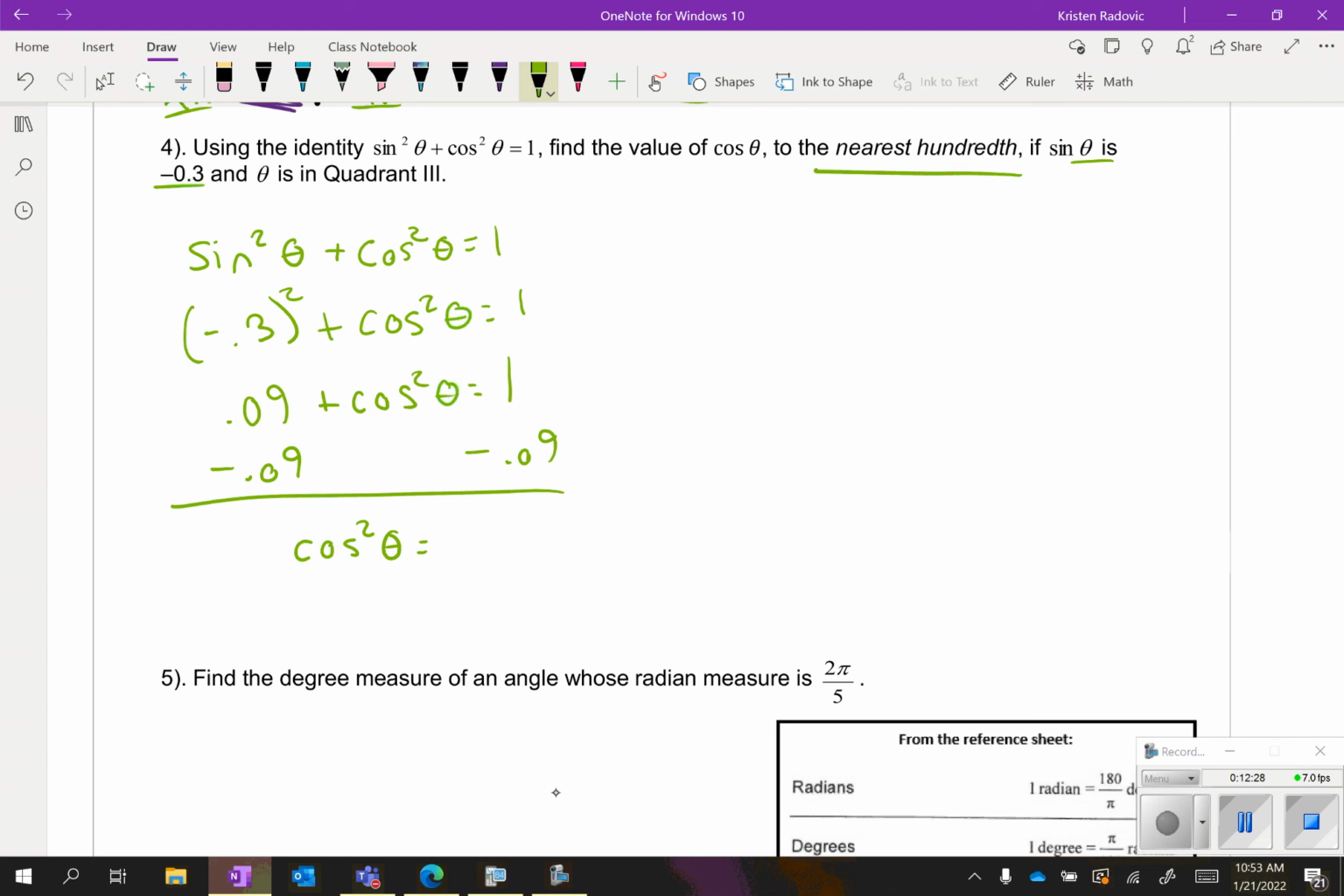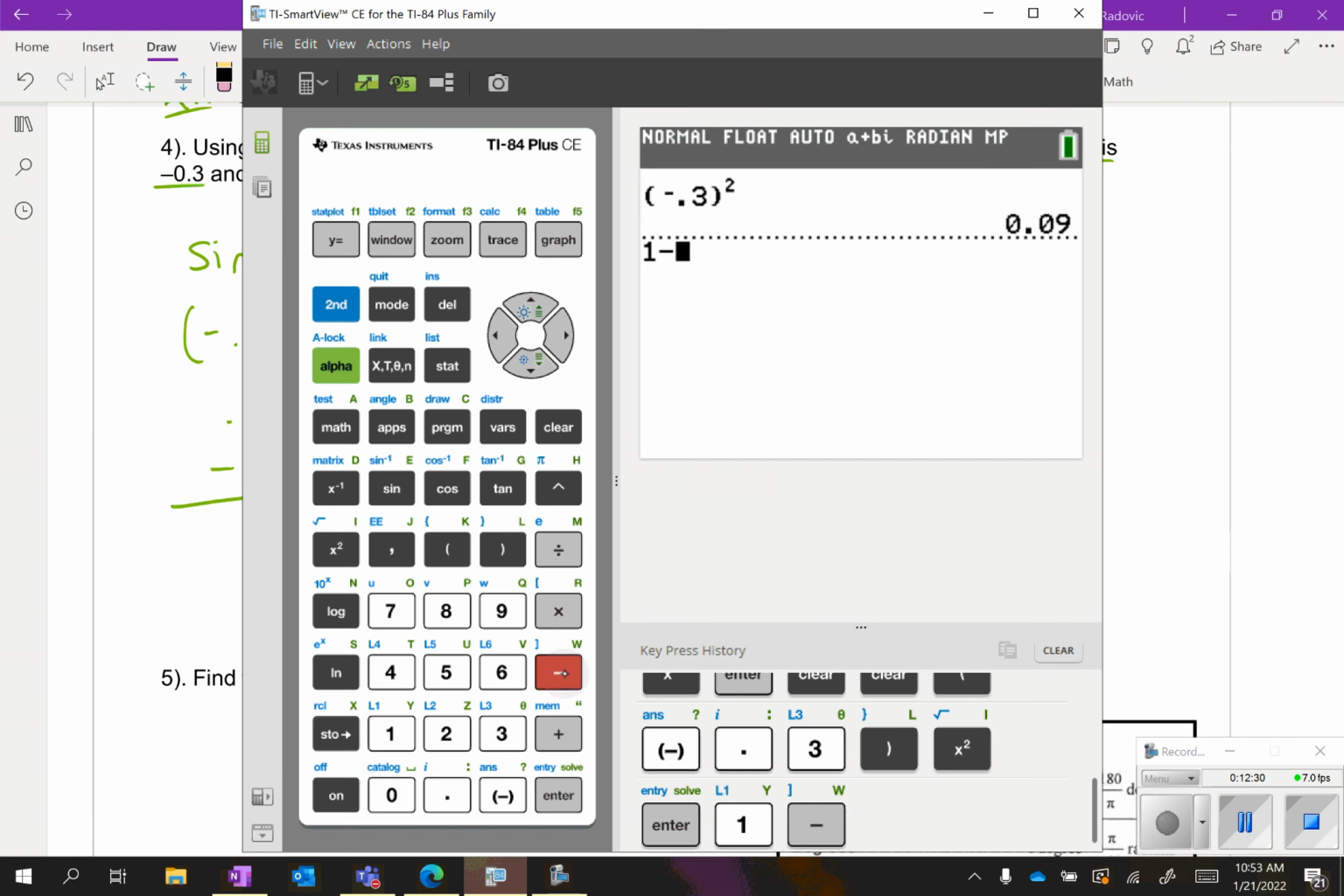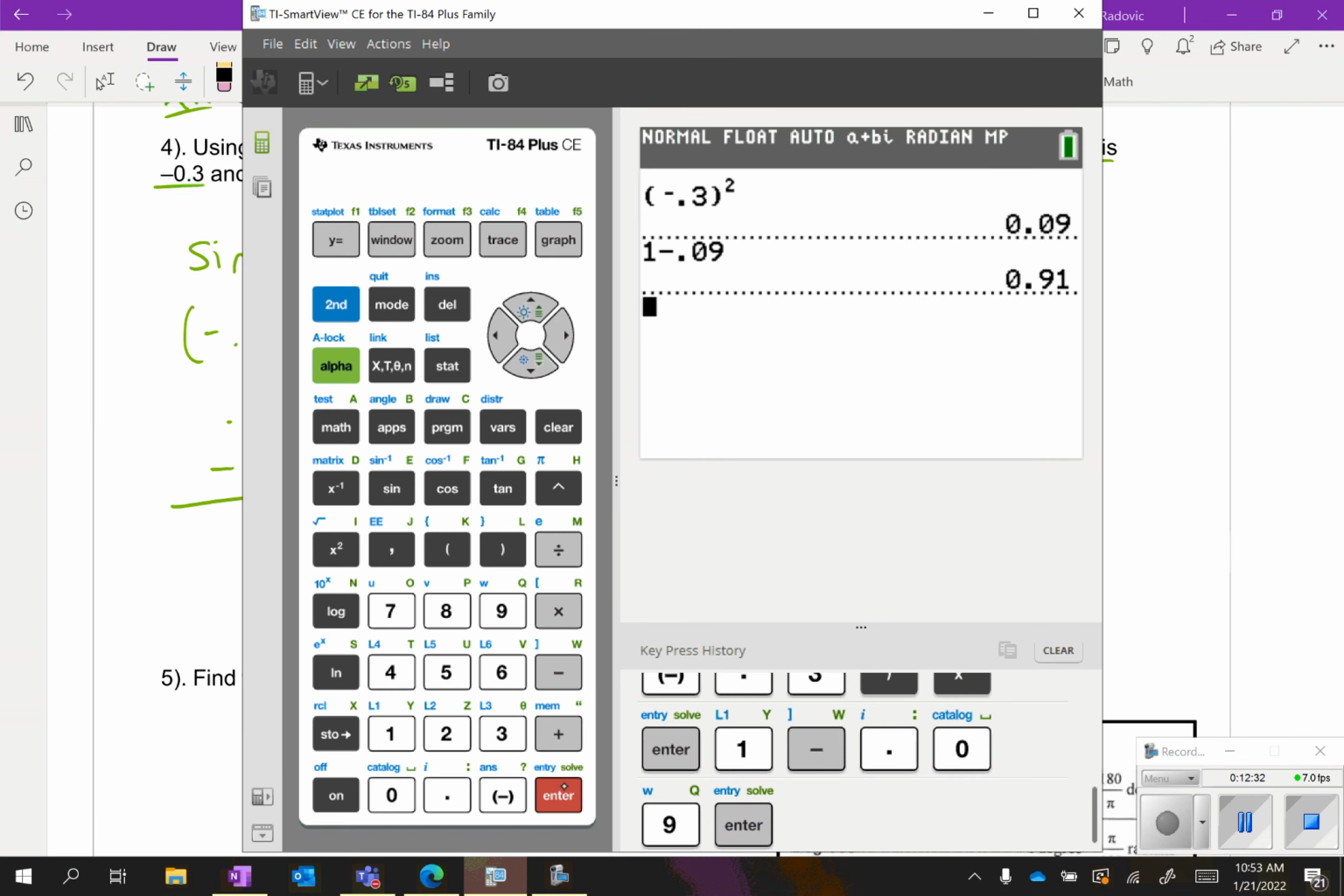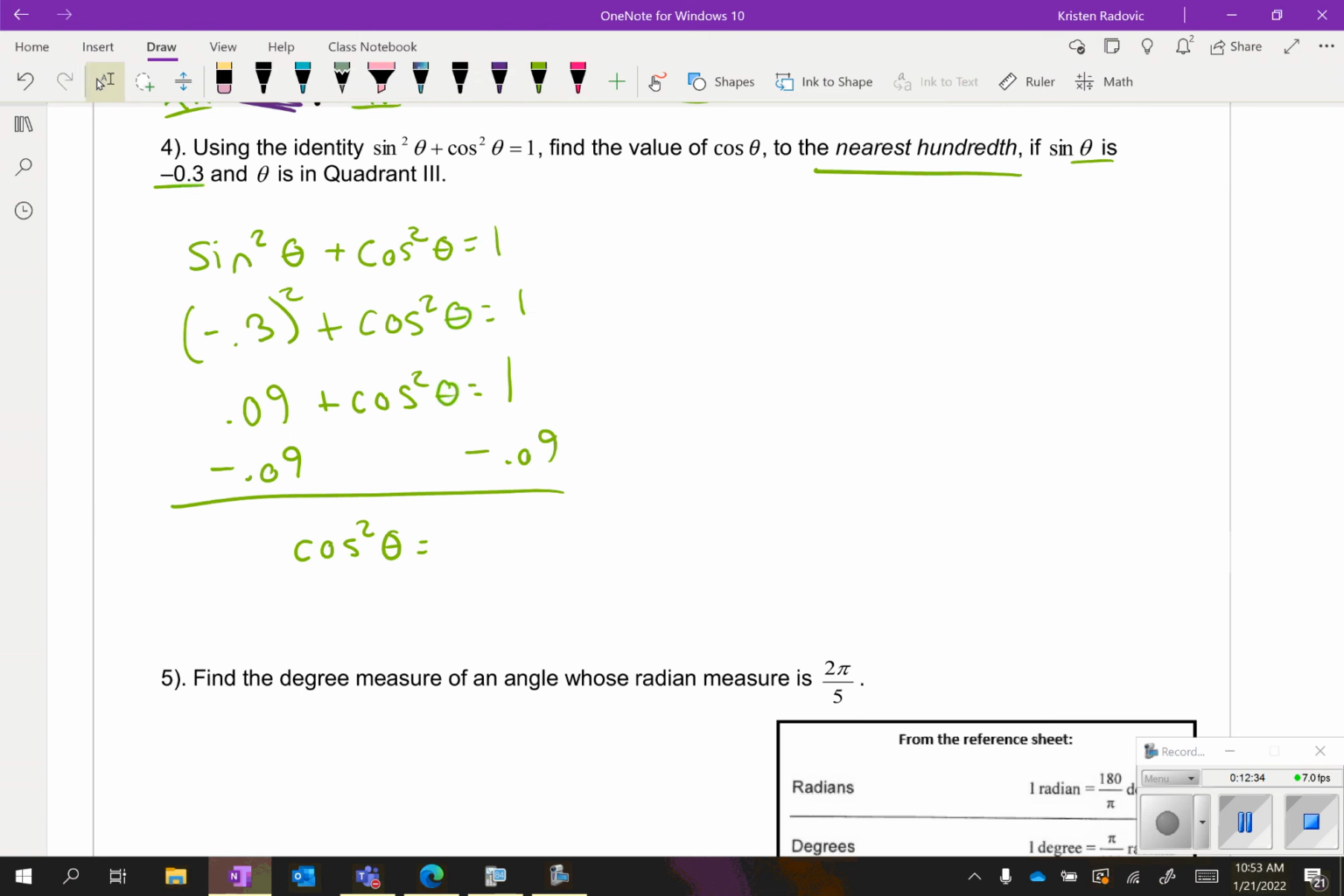In your calculator, 1 minus 0.09 is 0.91. We have cosine squared, but we want just cosine, so you're going to take the square root. Be careful when you take the square root, you need to include a plus or minus. Now the question is, how do you determine whether it's plus or minus? And we're going to use the part of the question that we didn't use before.